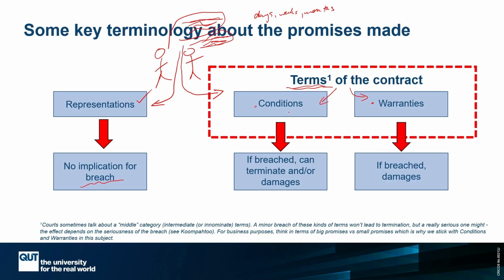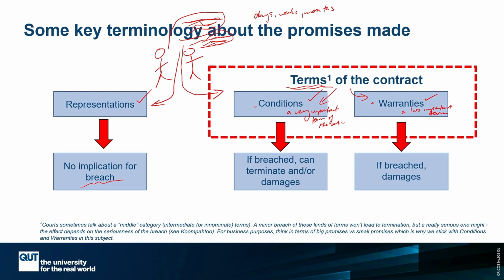So a condition is a very important term. We'll come to the definition of that in a minute, but it's a very important term of the contract. And a warranty is a less important term. That's a way of thinking about it, okay? So think about this. There are very important obligations and less important obligations. There's still both obligations, there's still both terms of the contract, but they have different outcomes, different remedies.